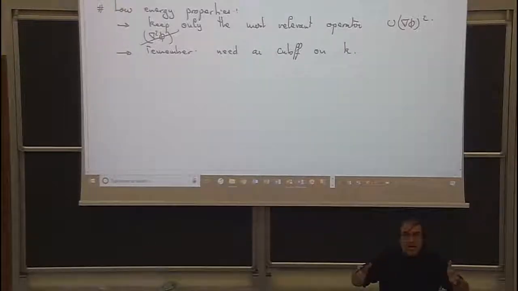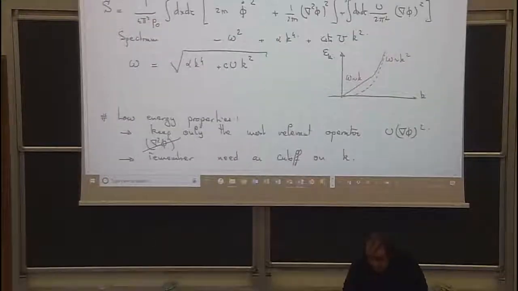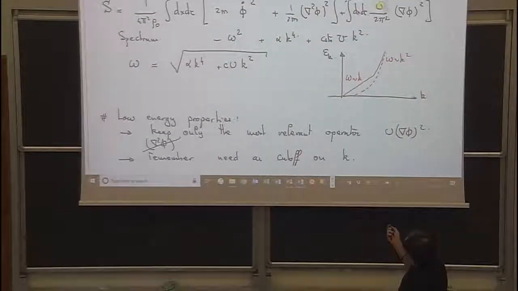So if I take a Hamiltonian where I consider that my spectrum is strictly linear, that frequency is proportional to K, it's not valid above a certain energy, which will depend on the interaction, which will depend on the density, which will depend on the mass, and so on.